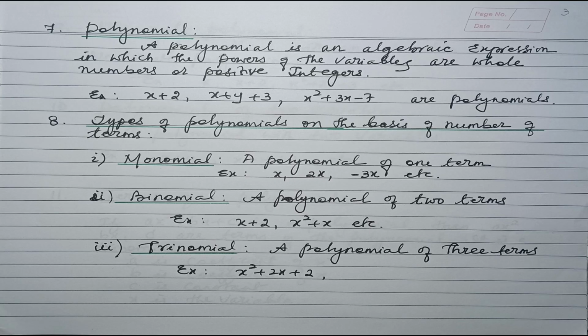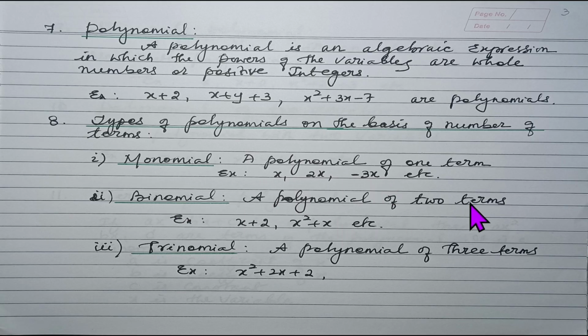Please remember that. Now there are different types of polynomials, and the types of polynomials are on the basis of the number of terms. Now if there is only one term, then we call it a monomial. A monomial is a polynomial of one term. x is a monomial, 2x is a monomial, minus 3x is also a monomial because there is only one term.